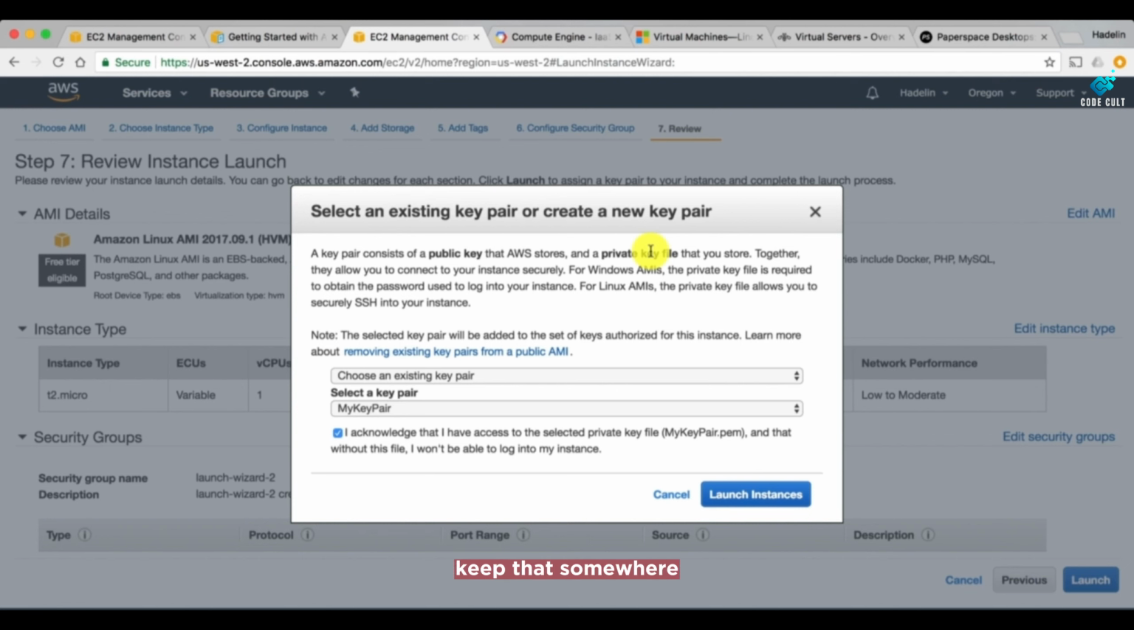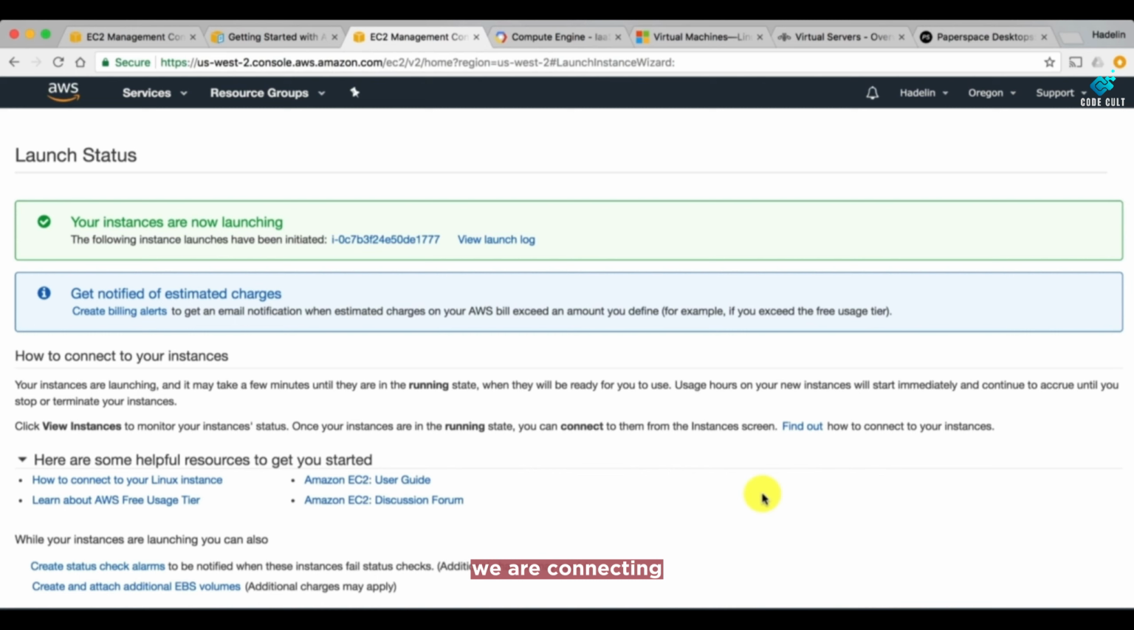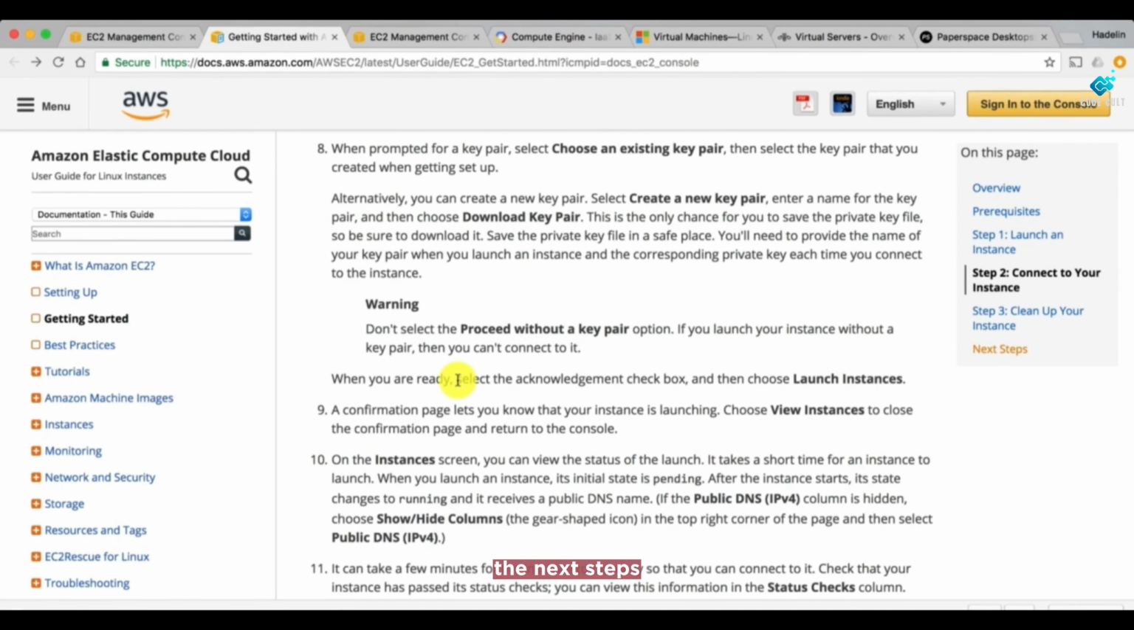Make sure to keep that somewhere. And here it will automatically select your key pair. And then you can just click launch instances. And there we go. We are connecting to our instances. Our instances are now launching. And then you can just follow the next steps.